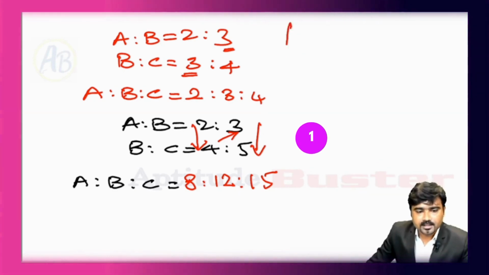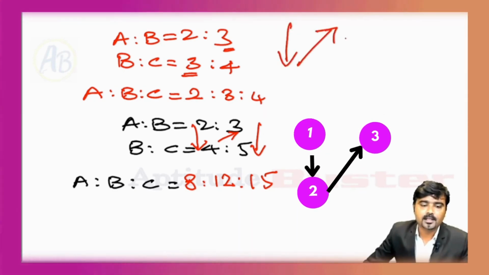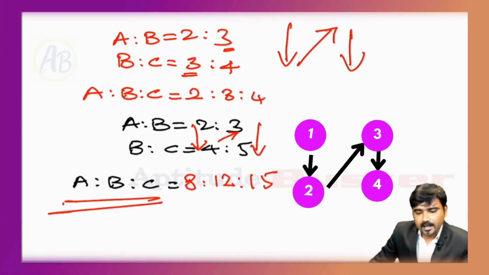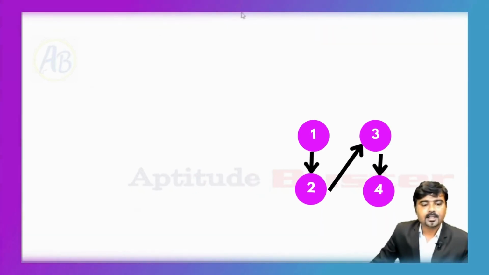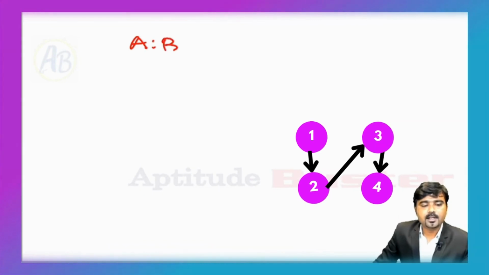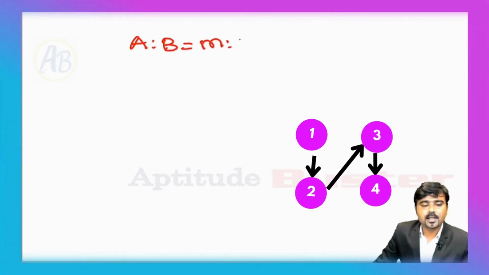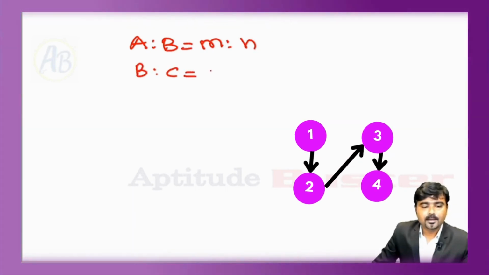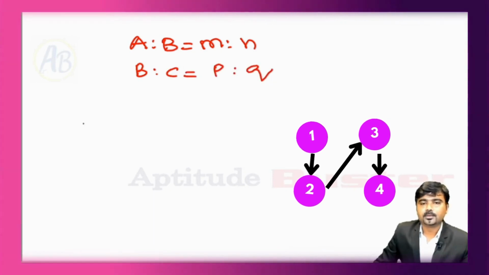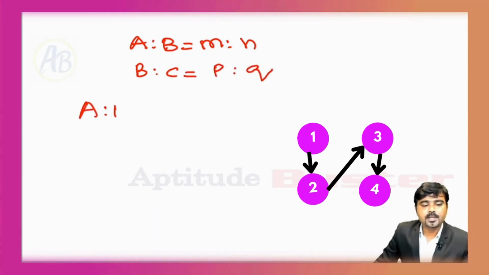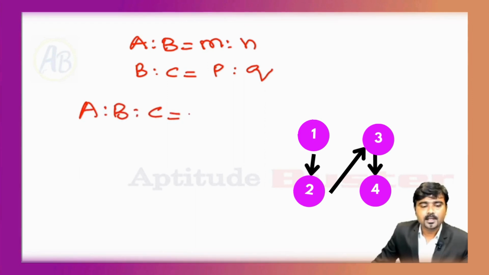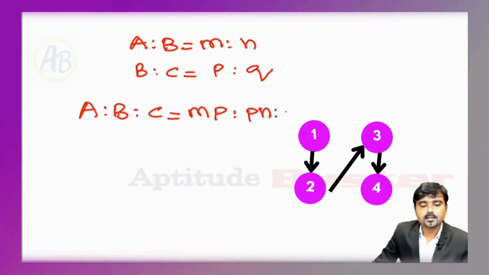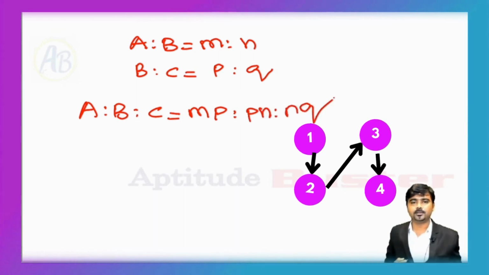That means the zigzag. You need to multiply zigzag to get the ratio A is to B is to C. I will tell you the common format. If I write A is to B is equal to M is to N, B is to C equal to P is to Q. Okay. How can I write A is to B is to C? That's very simple. MP is to PN is to NQ. This is the ratio.